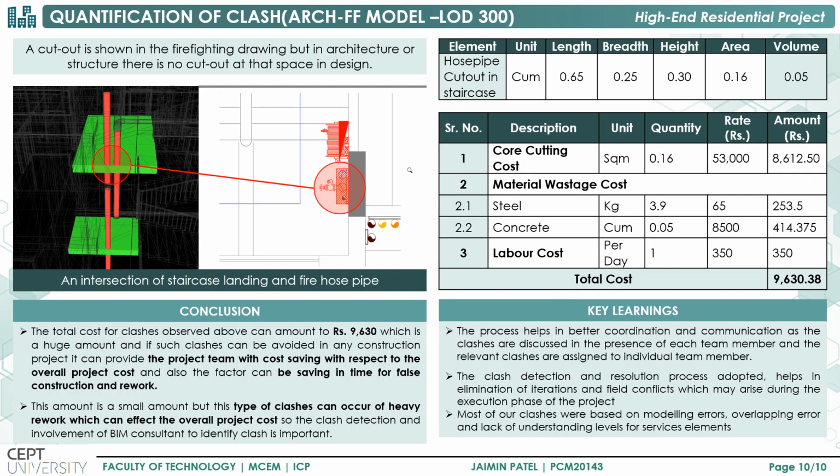Next is the clash detection. So here we have done the clash quantification. So in the mezzanine floor at the staircase landing, there was a cutout provided, but at the site the cutout was not there. So here we have calculated the cost which will incur for rework, which is around 10,000 rupees.